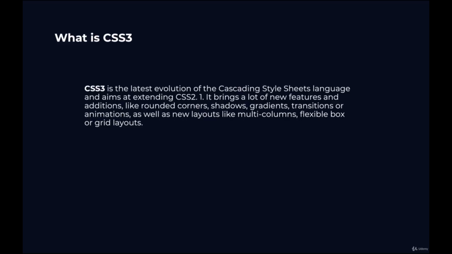All right, welcome back. So in this video, we're going to talk about what is CSS3. CSS3 is the latest evolution of the Cascading Style Sheets language and aims at extending CSS 2.1. It brings a lot of new features and additions like rounded corners, shadows, gradients, transitions, or animations, as well as new layouts like multi-columns, flexible box, and grid layouts. So that is what CSS3 is.